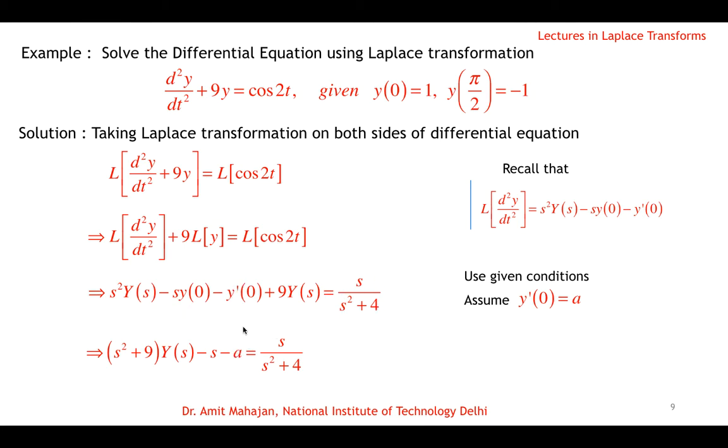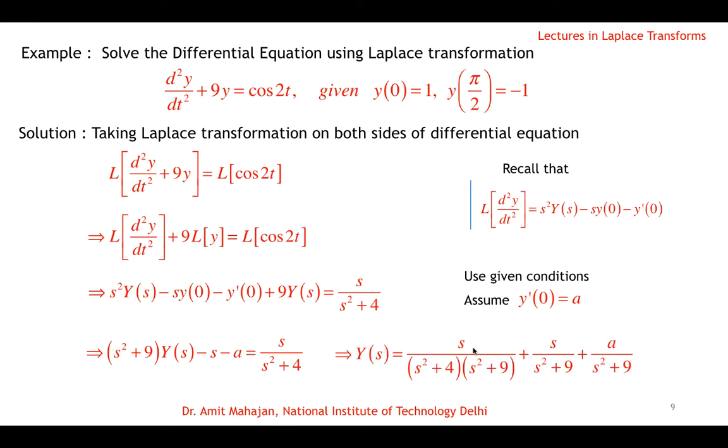Now this a is an unknown constant, but once we have the solution we can use the second condition. At t equal to pi by 2, y is minus 1. We can use this condition to find this constant a once we have the solution y(t). So now solve for Y(s). Take this s and a to the other side and divide by s square plus 9.